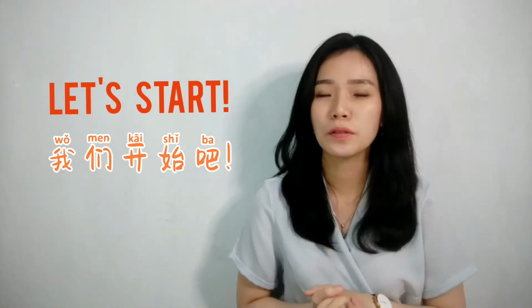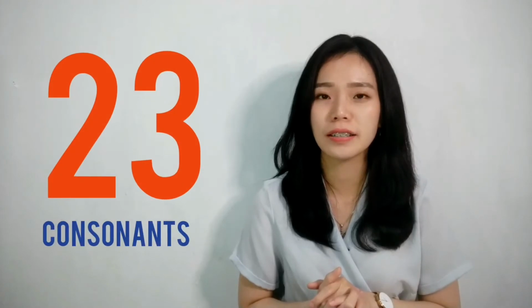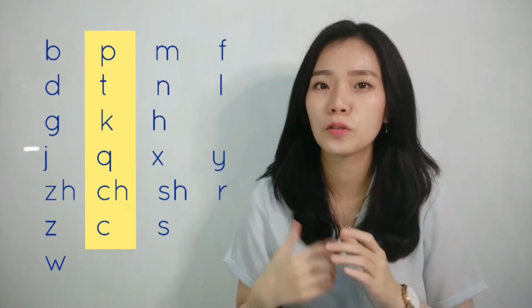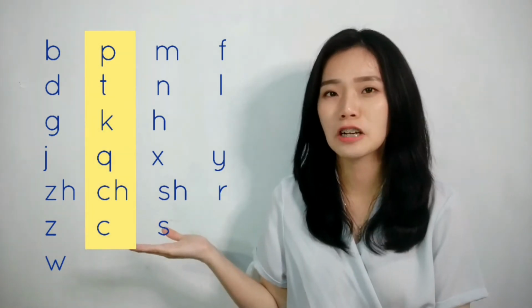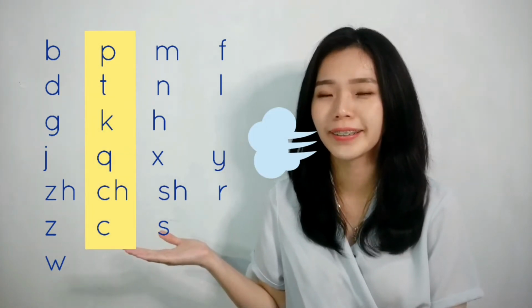Now we are going to learn the consonants of Pinyin. In Pinyin, there are 23 consonants. Many consonants are pronounced as they are in English or in Bahasa Indonesia. To make it easier to learn, I'm going to divide these consonants into two parts. For the highlighted consonants, we must pronounce them with air. There's a secret trick to check: am I pronouncing the highlighted consonants right?